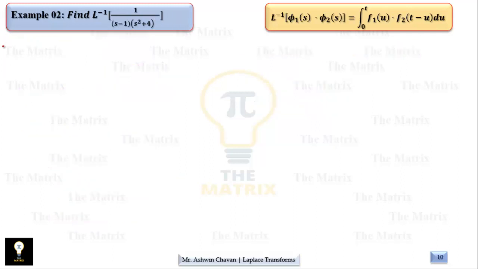Finding L inverse by the convolution theorem of the function 1 upon (s minus 1) and (s square plus 4). You can see here one of the factors is linear and the second is quadratic. So let's split them first, that is phi of s can be taken as 1 upon s minus 1. Now the numerator is 1, so there is no allotment of numerator. So both the functions will have 1 as numerator, s square plus 4, and that is taken as phi 1 into phi 2. L inverse of phi 1 is nothing but L inverse of 1 upon s minus 1. We know that L inverse of 1 upon s minus 1 is e raised to 1t. That's why e raised to t.